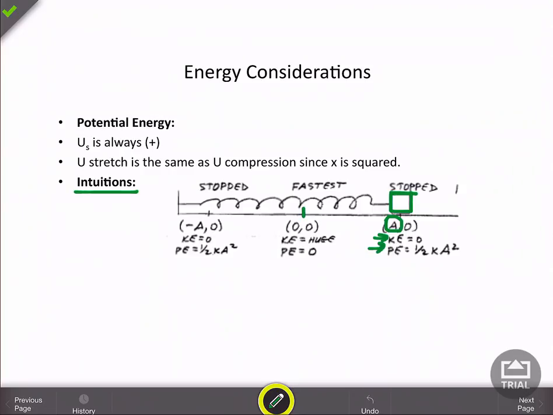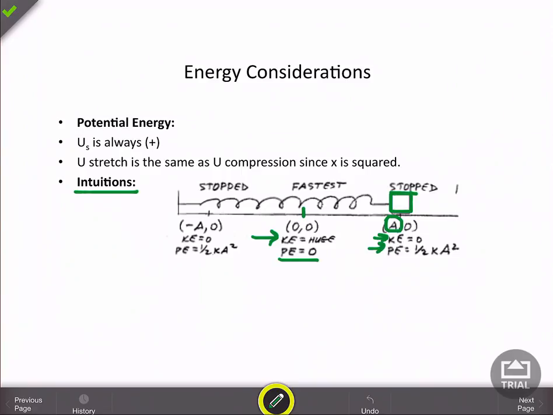You let this spring go. As you let it go, that potential energy starts to turn into kinetic energy until right at your equilibrium position, you have the most kinetic energy equal to 1/2 mv squared and no potential energy because that spring is not stretched or compressed at all.